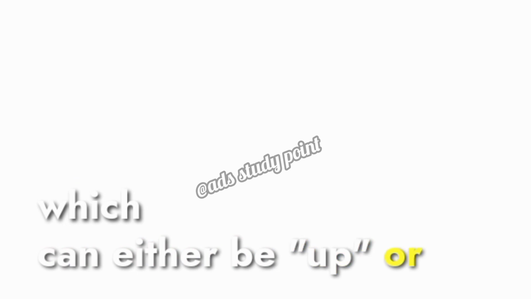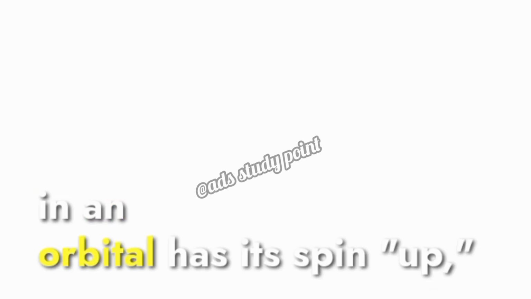Now, let's not forget about the spin of electrons. Each electron has a property called spin, which can either be up or down. According to the Pauli exclusion principle, no 2 electrons in an atom can have the same spin. This means that if one electron in an orbital has its spin up, the other electron in that orbital must have its spin down. Alright, let's recap what we've learned so far.